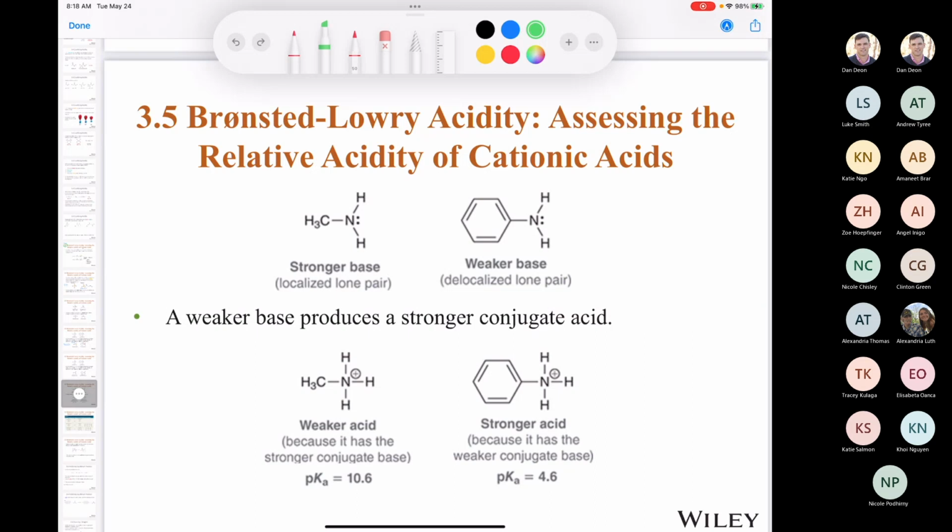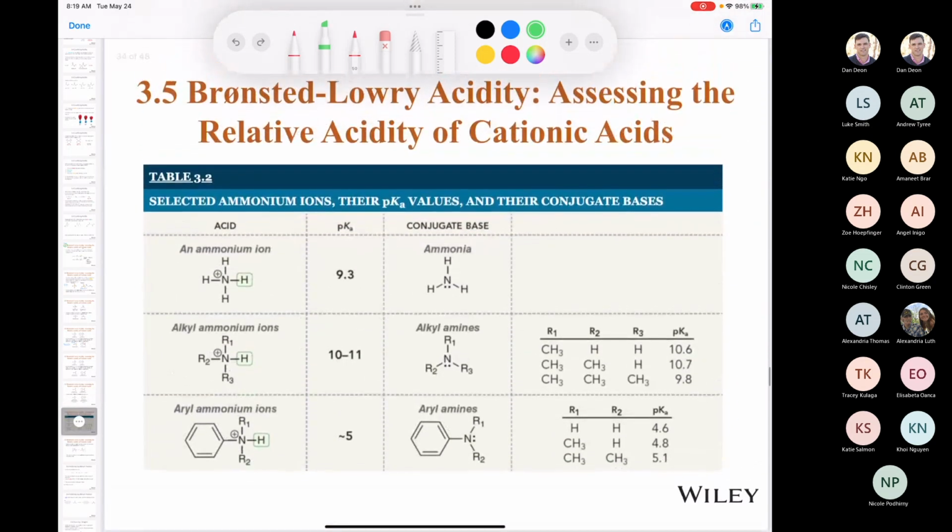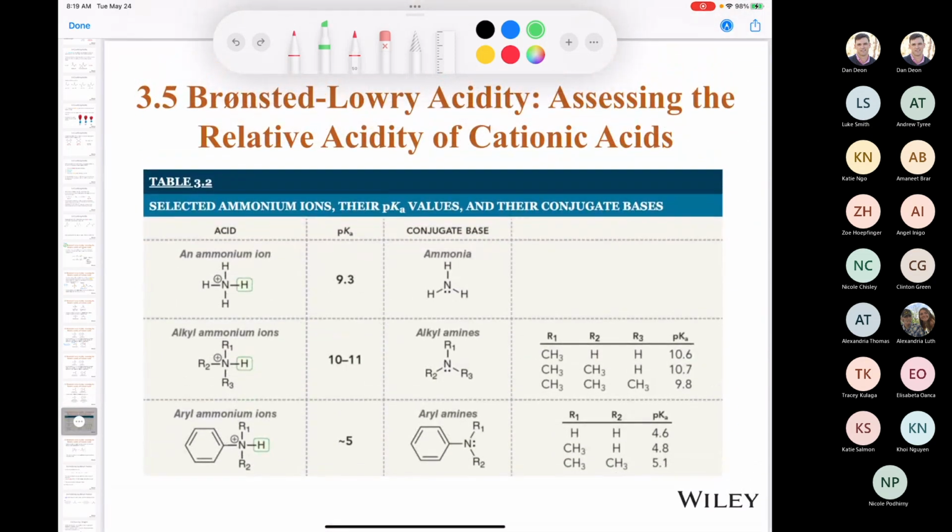Now, I don't expect you to memorize the pKa's of every single alkyl ammonium cationic acid, or every aryl ammonium cationic acid. However, I would think that it's a good idea to have a rough idea of ammonium ions and their pKa values. And I can summarize this for you very quickly. You should know that ammonium, which is a very common ion, has a pKa of around 9. So we'll just choose 9 for that.